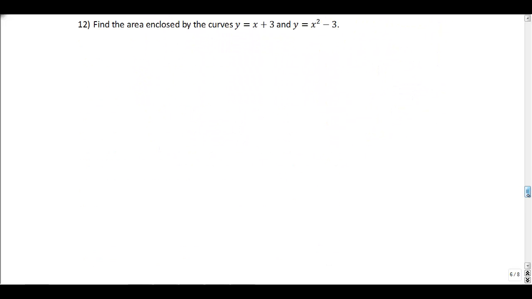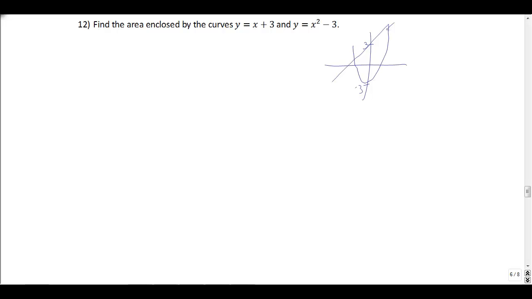Next one. So now we're going to do some problems doing area between curves. So we're going to find the area enclosed by the curves y equals x plus 3 and y equals x squared minus 3. So first of all, let's think about a graph of this. Well, you have y equals x plus 3. Let's just graph this. How about just a quick sketch? Y equals x plus 3. So at 3, I have some kind of line like this. And x squared minus 3 is a parabola. Down at minus 3, I've got some kind of parabola.